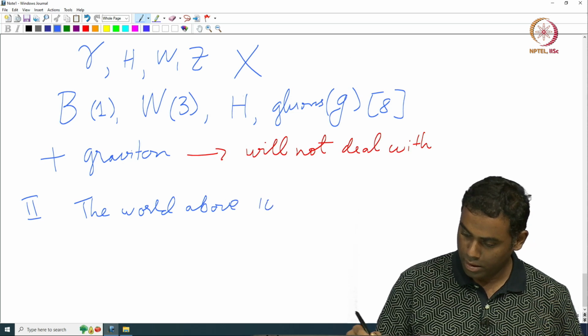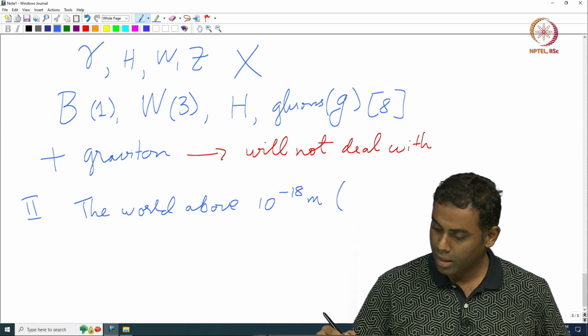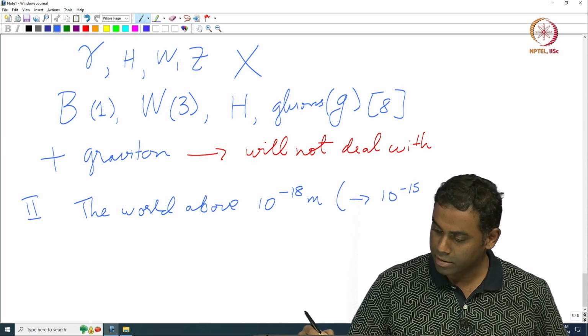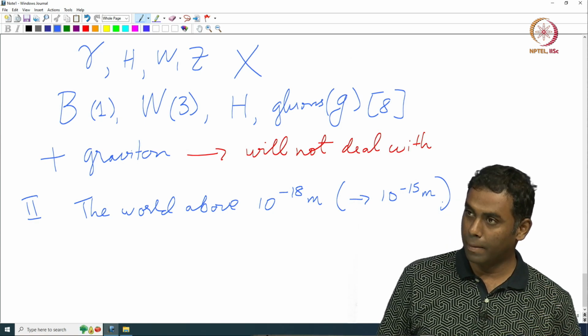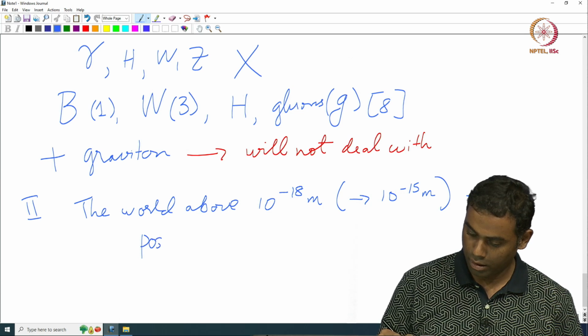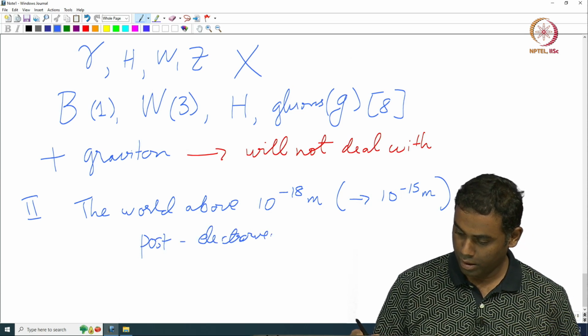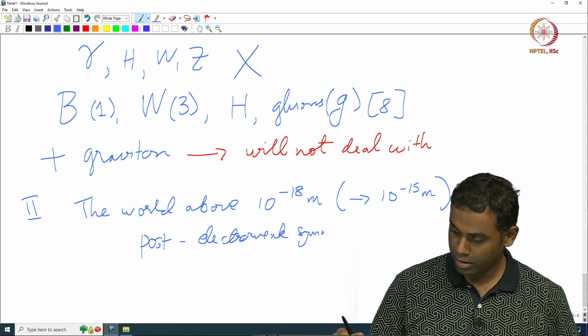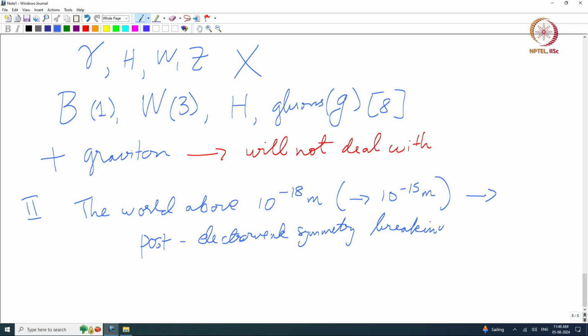So now, the world above 10 power minus 18 meters, at least up to 10 power minus 15 meters, okay. So this is post electroweak symmetry breaking, all right.